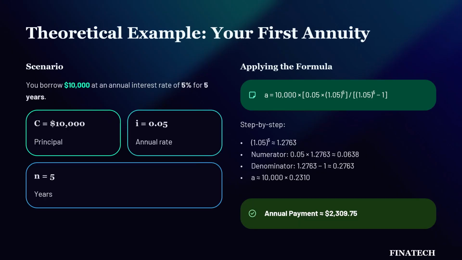Now, let's see a theoretical example of amortization. This is our first annuity. This is the scenario. You borrow $10,000 at an annual interest rate of 5% for 5 years. After calculation, you pay 2,309 per year.